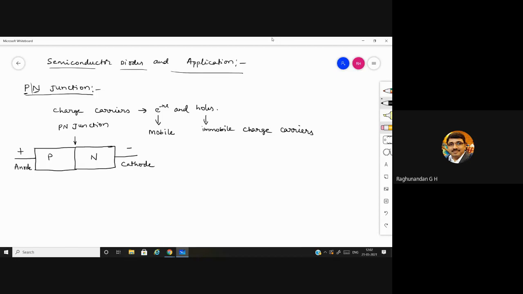Now, after this, as I told, we will have majority charge carriers as holes. These are the majority charge carriers, the positive charges, holes. So we indicate them in this way, and we'll have the electrons. We can indicate them with dark dots, like this.